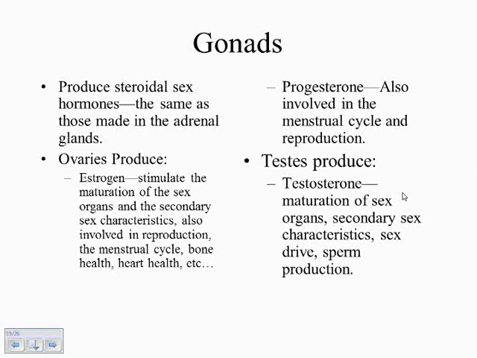Estrogen stimulates the maturation of the sex organs, the ovaries, and it causes the secondary sex characteristics. What are we talking about? Secondary sex characteristics. What do we mean? We're talking about the things that happen to a woman's body at puberty. Curviness, breast development, body hair, that kind of stuff. Okay? Just know that secondary sex characteristics are those changes that occur when a girl hits puberty. Also, they're involved in the menstrual cycle, in bone health, heart health, general health in general.